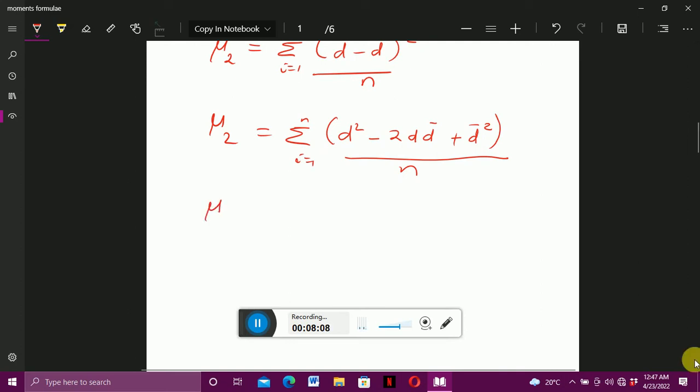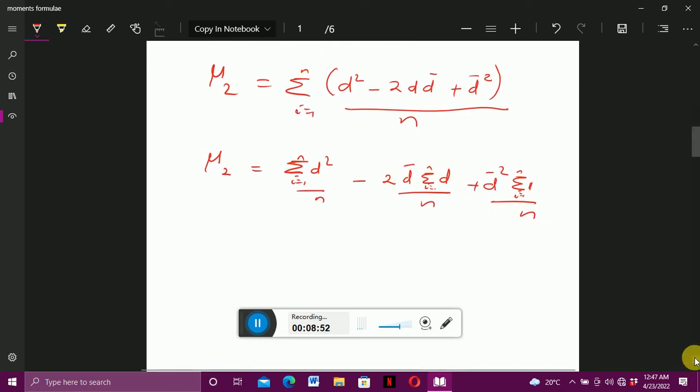We get mu2 is equal to the sum from i = 1 to n of d squared, divided by n, minus 2 d bar, sum of d, all this divided by n. D bar is a constant, that's why we are taking it out, plus d bar squared, sum from i = 1 to n of 1, again divided by n.